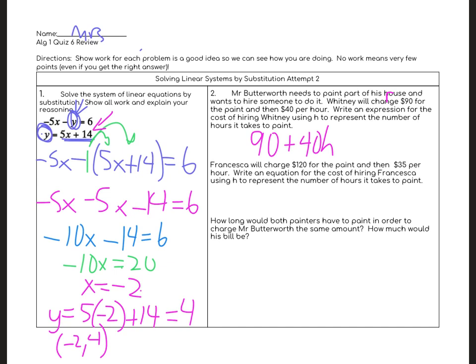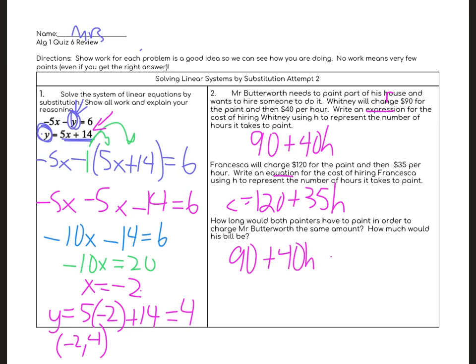That's the cost. Francesca will charge $120 for the paint, and then $35 per hour. Write an equation for the cost of hiring her. So I wrote expression and then equation. That was silly of me, but you could write it like that. How long would both painters have to paint in order to charge Mr. Butterworth the same amount? So you'd write 90 plus 40H.